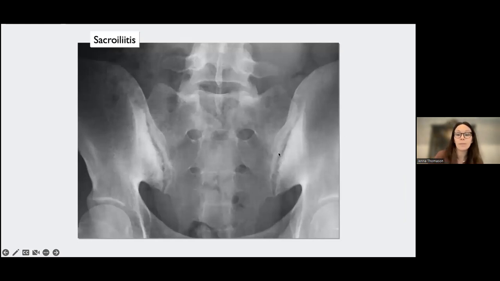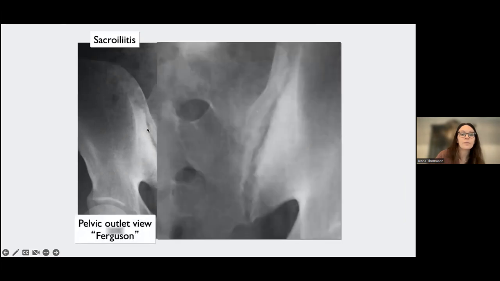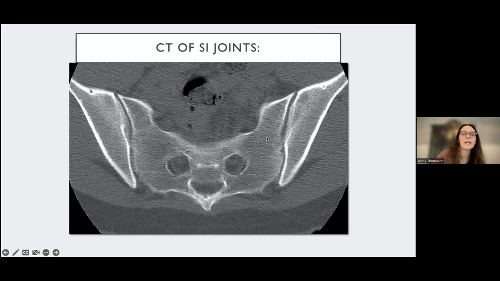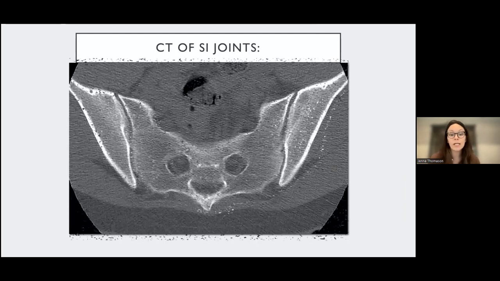So this patient with sacroiliitis, they have this sort of indistinct or eroded border of their sacroiliac joints. This is taking a look closer up. And then I think they have a little bit more whitening here than you would typically see. This is a CT. So the CT gives you a really in-depth look at the bones to be able to see those erosions.